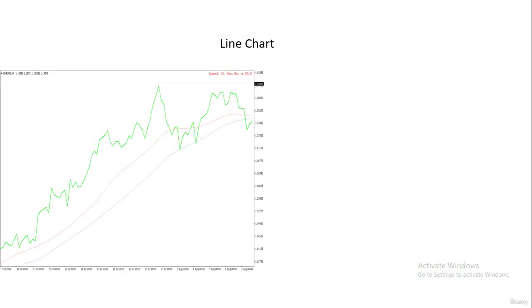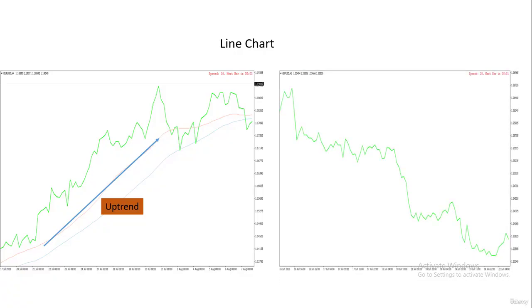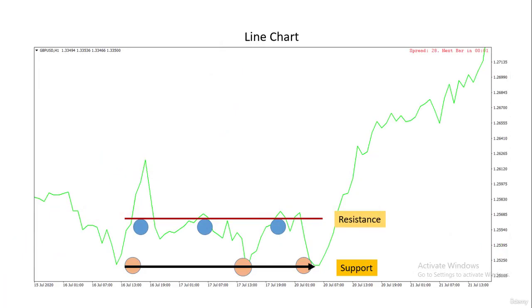This is the EUR/USD 4-hour chart. You will notice that the market price rises over a period of time. That means the market goes into an uptrend. In the same way, the market price falls at another moment. That means the market goes into a downtrend. And the market also builds accurate support and resistance levels. The line chart is used to identify the trend on a price action chart.